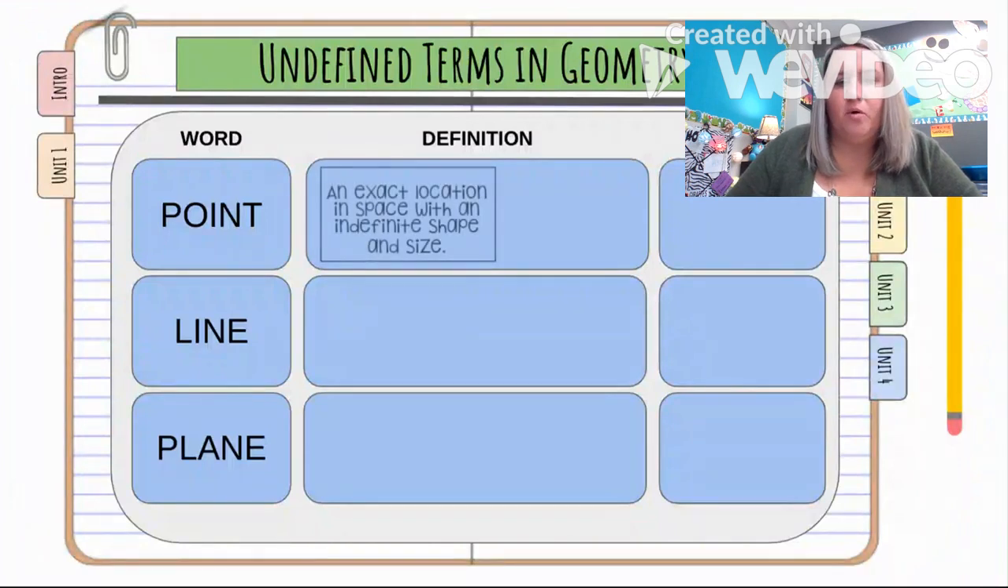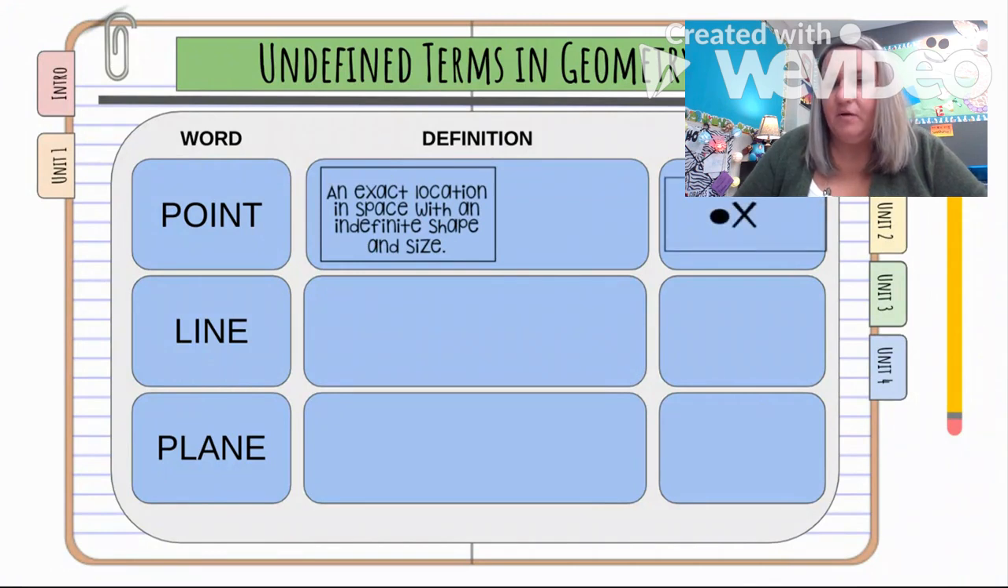So the definition of a point is it's an exact location in space with an indefinite shape and size. A point looks like this, and it's named by a capital letter. So we call this point X. Notice that X has to be capital.